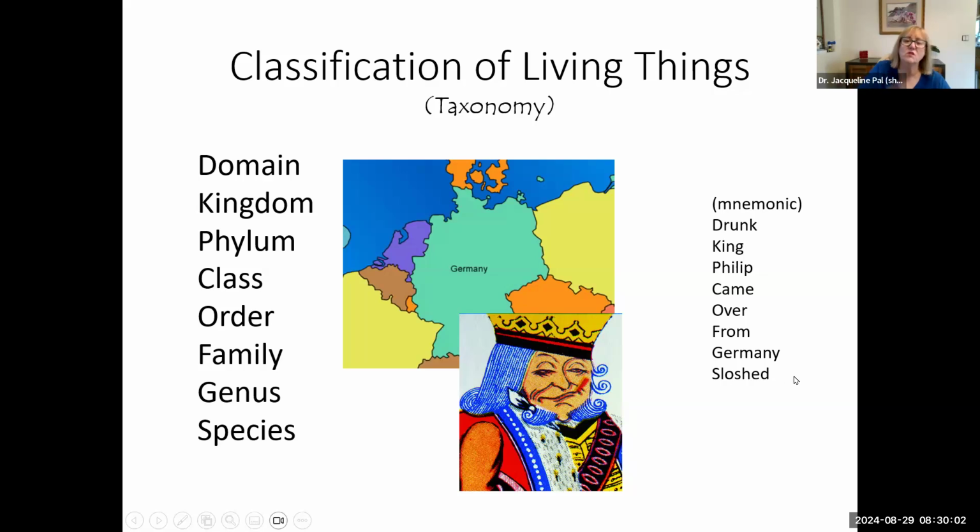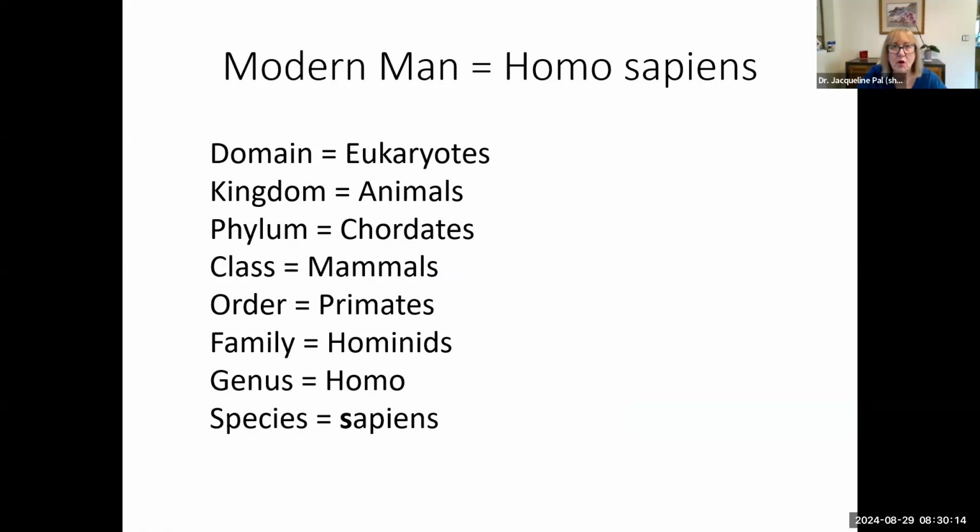And we're only going to look at this for modern humans. And I'm going to explain this classification and what it means for modern humans. So, modern humans are Homo sapiens. And so, like I said, our domain was eukaryotes and our kingdom was animals.